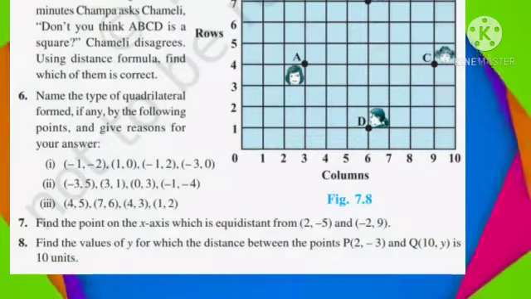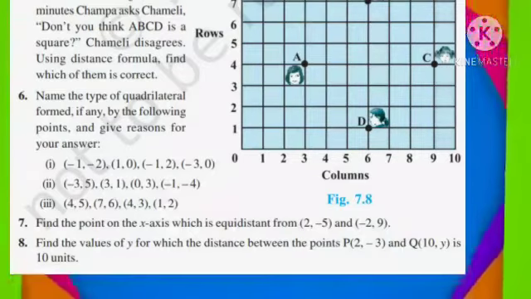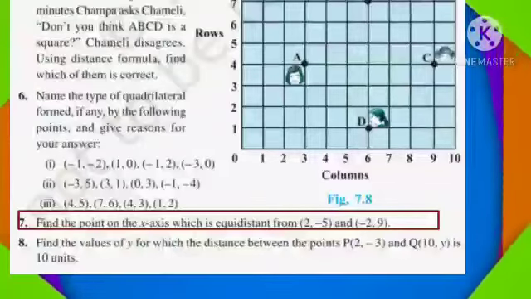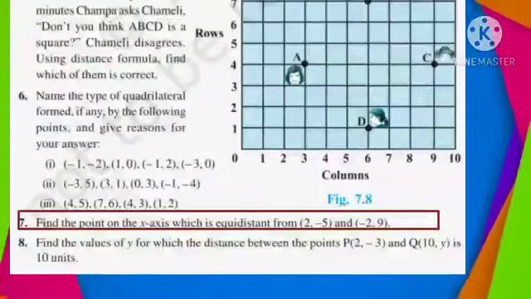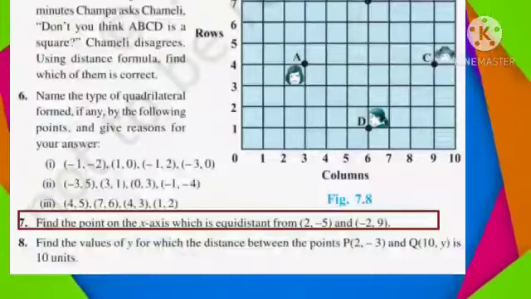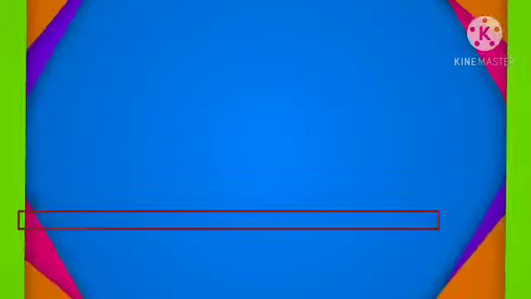Now let us move to question number 7. In this question we have to find the point which is on the x-axis, and this point is equidistant from two other points whose coordinates are (2, -5) and (-2, 9). So let us solve this problem number 7.